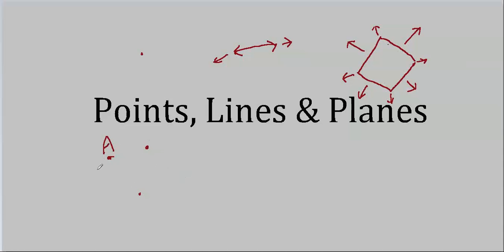Call this one A, and it's arbitrary. You can call this P. You don't have to go with the next letter in the alphabet, and they don't have to be in order. And we can call this one Q. This is point A, this is point P, this is point Q. Notice I used capital letters.